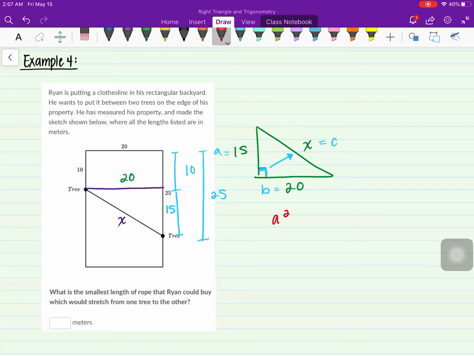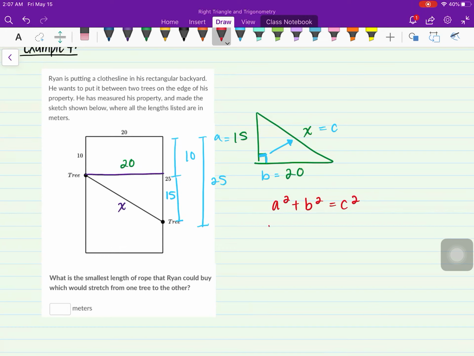Let's get started with our formula. We have A squared plus B squared equals C squared. So we're doing basic substitution. A in this case is 15, B in this case is 20, and we're trying to solve for C. So if we do 15 squared, it's going to give us 225, plus 400, because that's 20 squared, equals C squared.